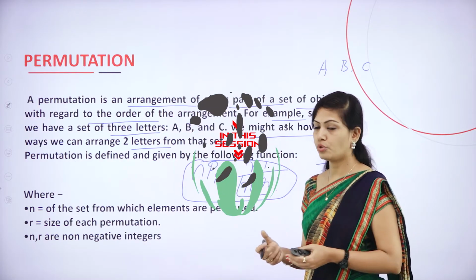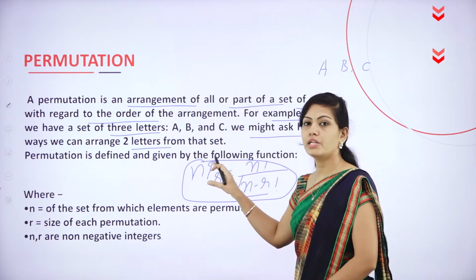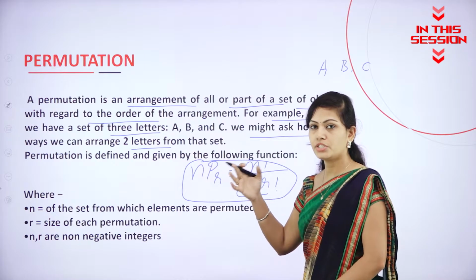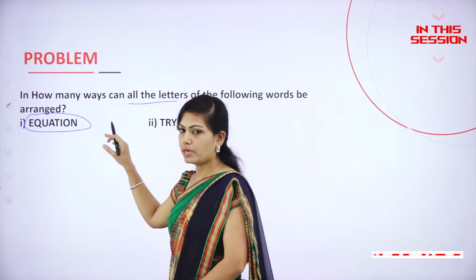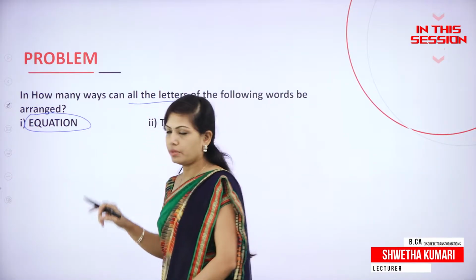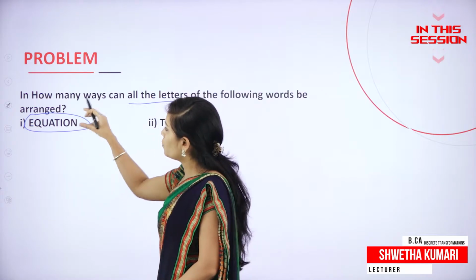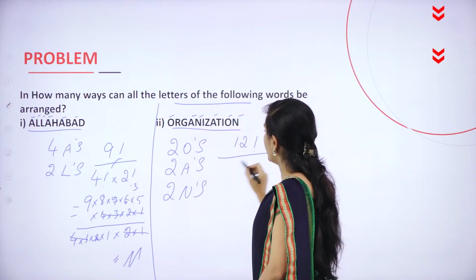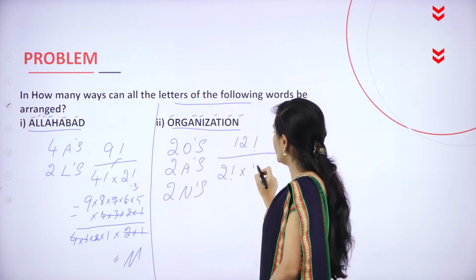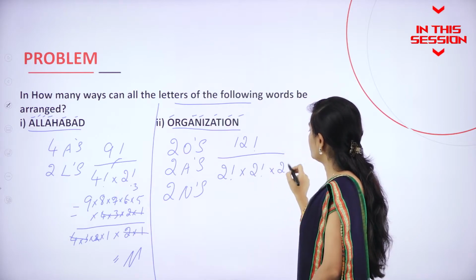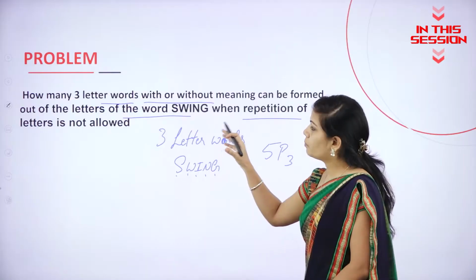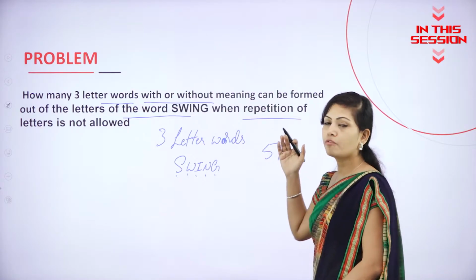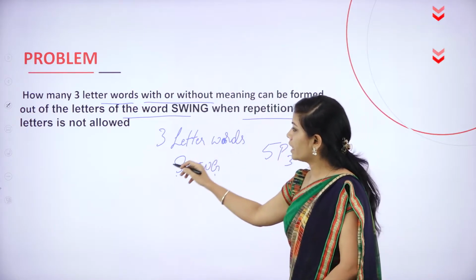Arrangements of elements only, but here in permutation we are using P, and in combinations we have to use C. I have one word, "equation". In "equation", how many ways all the letters can be arranged, that has to be found out. So 12 factorial divided by 2 factorial into 2 factorial into 2 factorial. How many 3-letter words, with or without meaning, can be arranged from the letters?